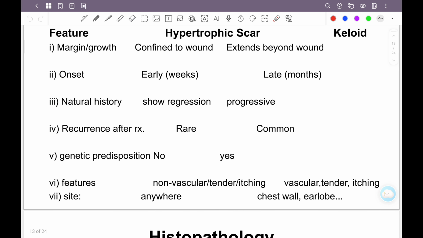Hypertrophic scar is confined to the wound. Keloid extends beyond the wound. Hypertrophic scar is slow progressive, with regression, whereas the recurrence rate after treatment is rare in hypertrophic scar, but common in keloid. Genetic predisposition is present in case of keloid.